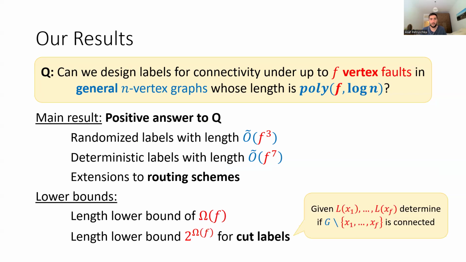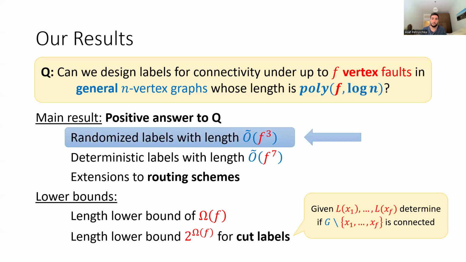Additionally, on the lower bound side, we provide a lower bound of omega f bits for the required length of the labels that holds even for randomized schemes, and this gives a separation from the edge faults variant. And also, we show that the seemingly very similar problem of deciding if the f vertex faults cause the graph to be disconnected, meaning if they form a vertex cut, is in fact harder and requires much larger labels whose size is at least exponential in f.